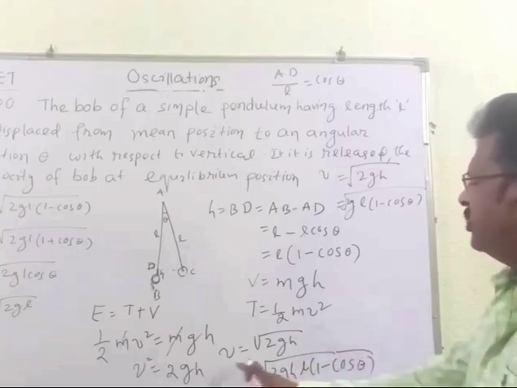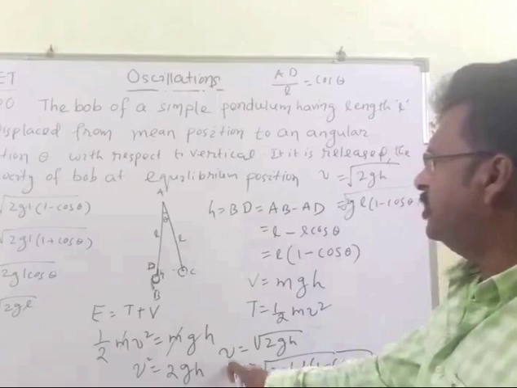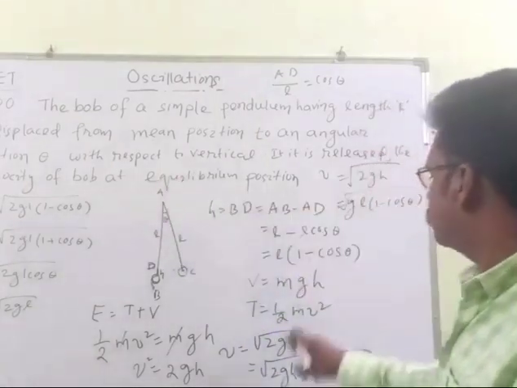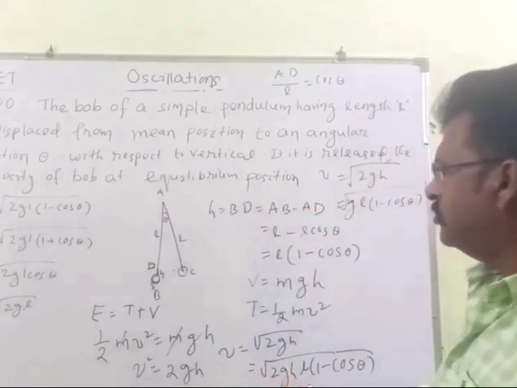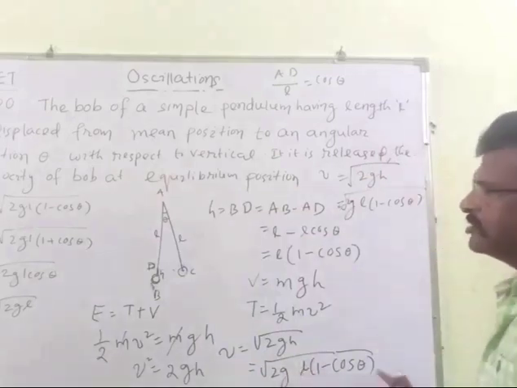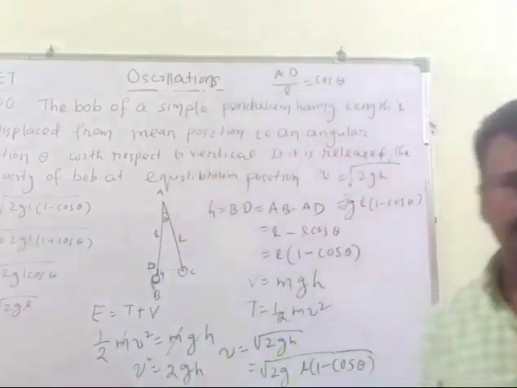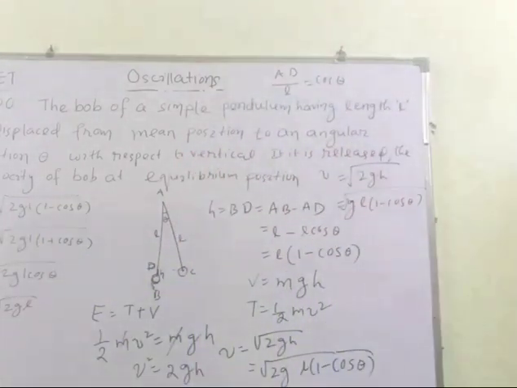So, students, the velocity of bob at equilibrium position B will be root over 2gL into 1 minus cos theta. That is in option A. So option A will be the correct option for this question, students.